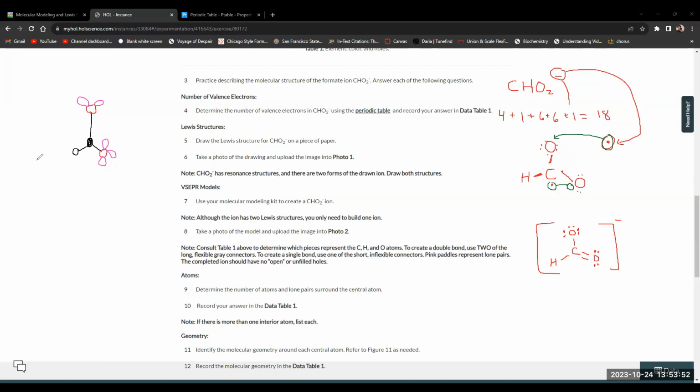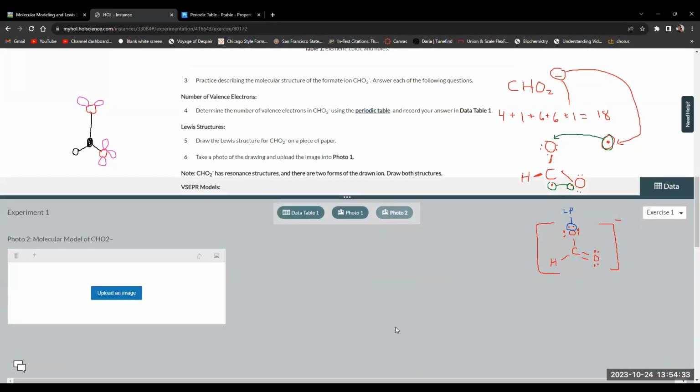So does everyone know where I got the lone pairs from? I mentioned it briefly in the beginning. Just a quick reminder: electrons that aren't paired to anything, that's a lone pair. I'll just write LP because I'm on a mouse. Now I want you to take a photo of your structure and put it as photo number 2.